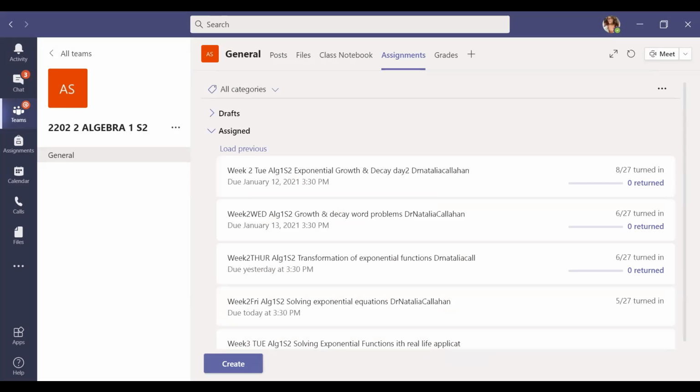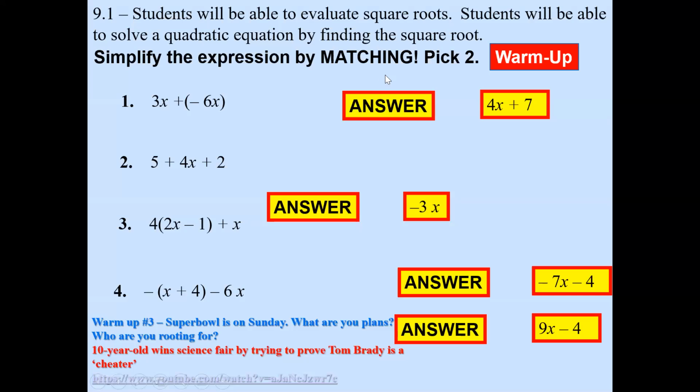All right, you guys, let's now go ahead and proceed forward with today's stuff. Let's go ahead and move on to the next part here. Here are the answers for your warm-up. Go ahead and take a look at this and match them.